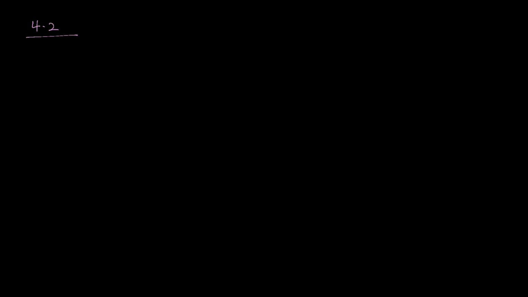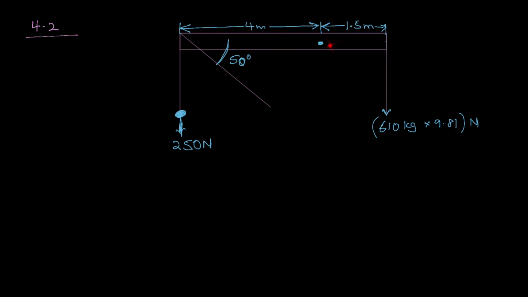So question 4.2, the stones in the counterweight have a total mass of 610 kilogram and the projectile weighs 250 newtons. Calculate the tension in the rope. So we've got to take moment about the pivot. So this point is the pivot here, and taking moment, we need to first of all work out the forces here. So this is the first force here, which is 250 newtons.